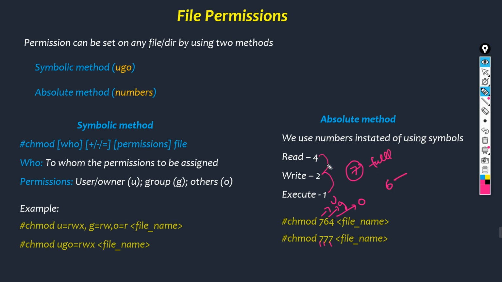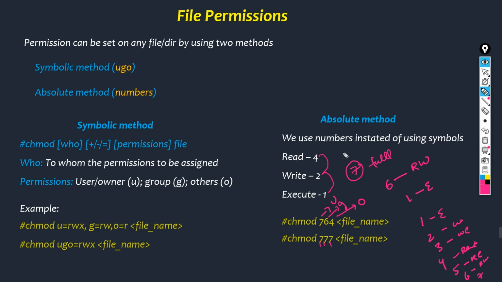6 means what combination? 6 means read and write permissions, only those are there, right? Okay, and 1 means execute permission. So 1 means execute, 2 means write, 3 means write and execute, and 4 means read, and 5 means read and execute, and 6 means read and write, and 7 means read, write, execute.